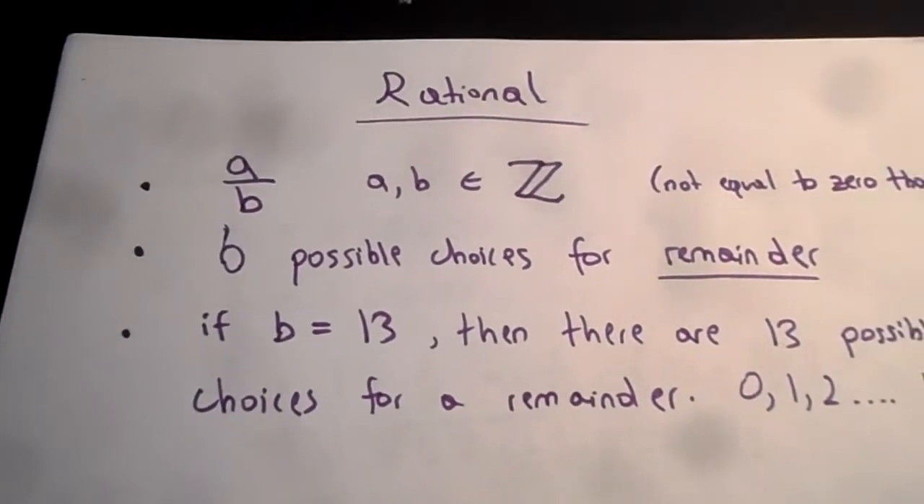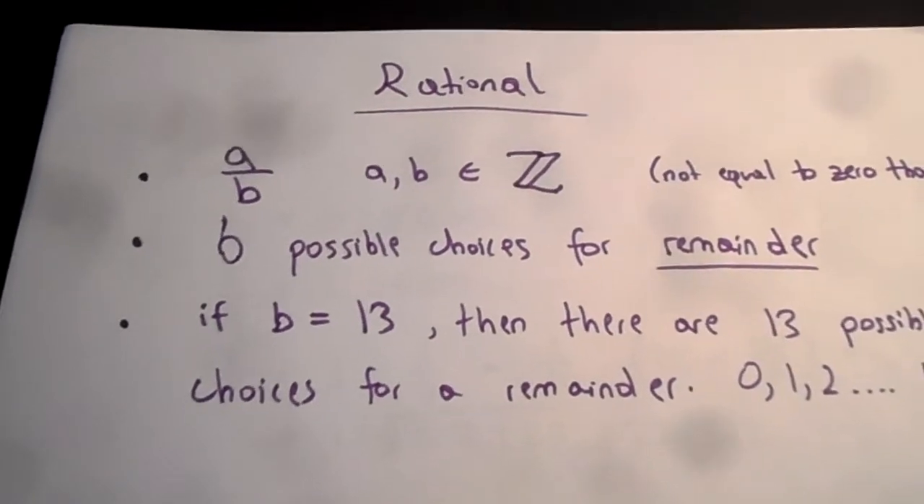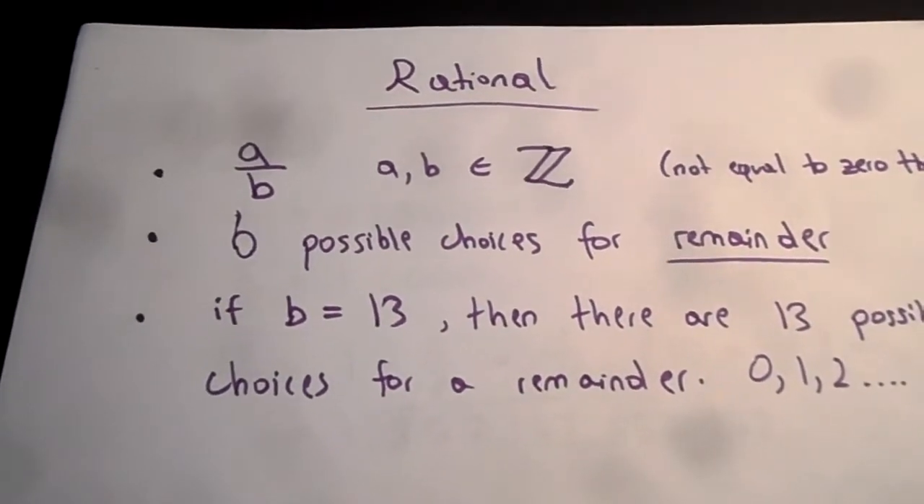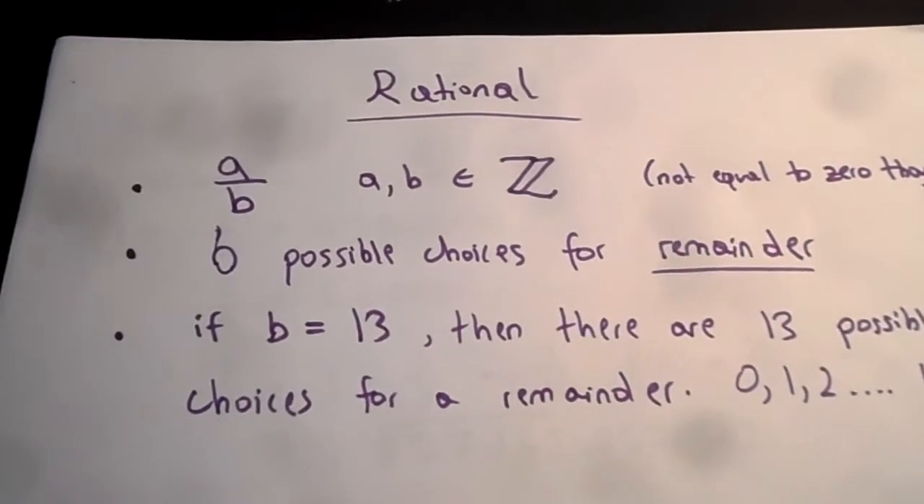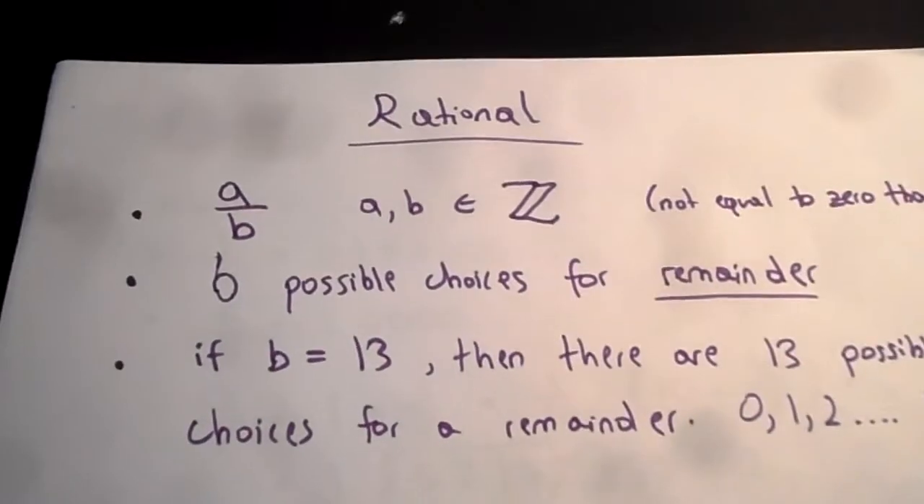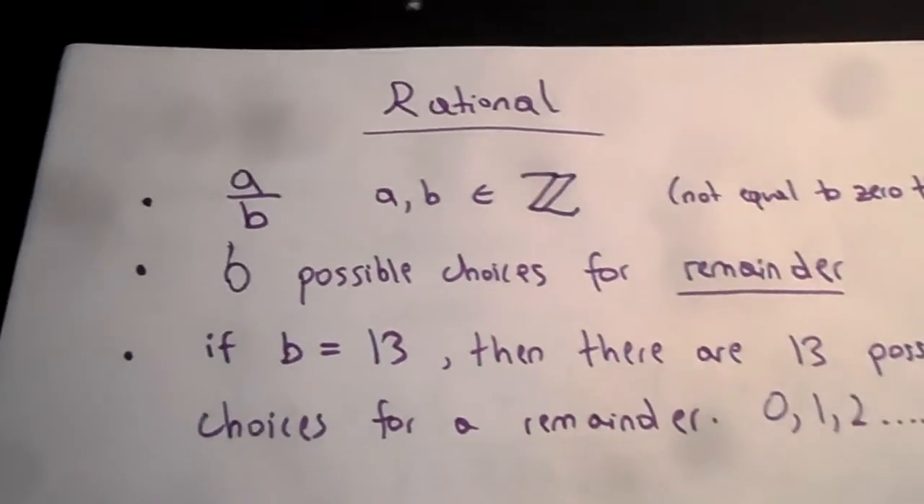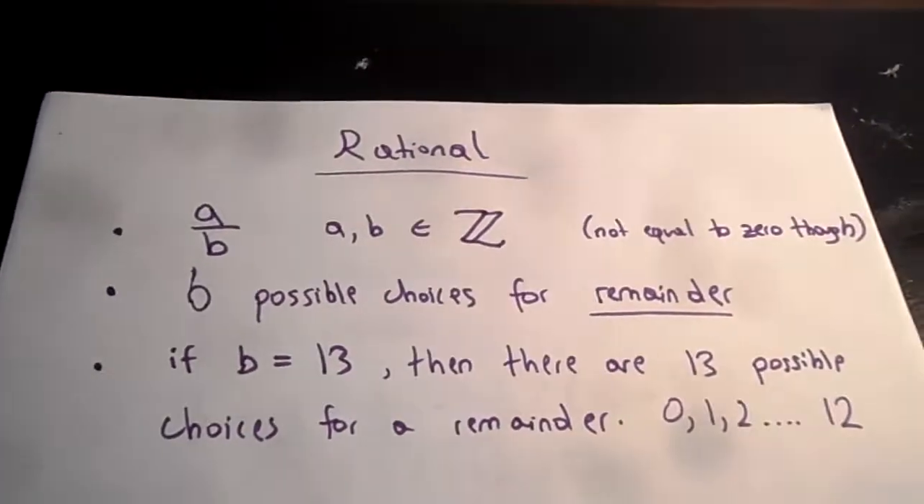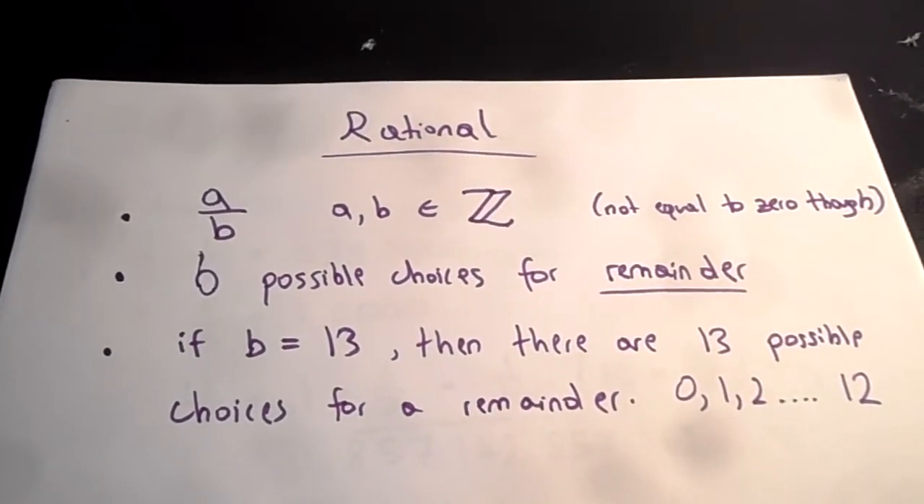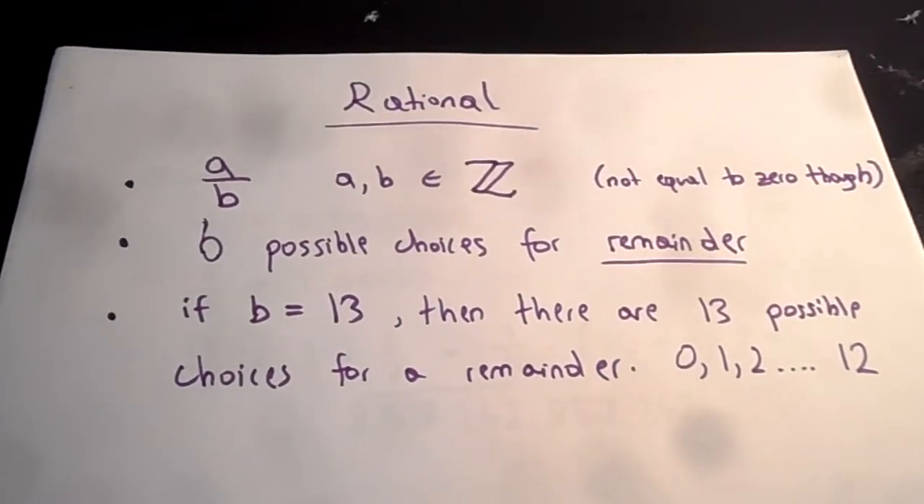If an integer, b, for example, divides another integer, a, one has b possible choices for the remaining portion left after the division. Well, this we call the remainder. So if b is, for example, 13, then there are 13 possible choices for a remainder: 0, 1, 2, 3, and so on, up to 12.